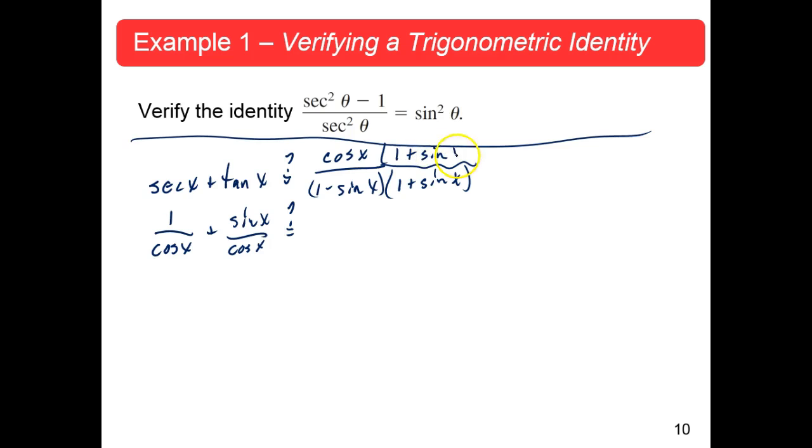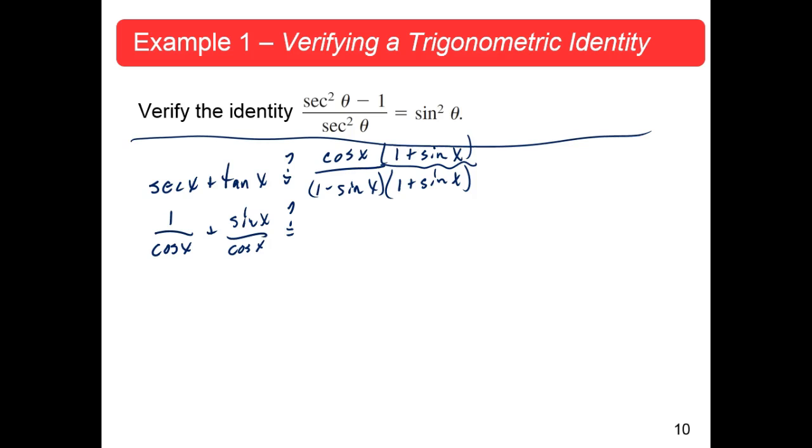Why do we have to do that? What is 1 plus sine x over 1 plus sine x? 1! And when can we multiply by 1? Anytime you want to, because it doesn't change the value. It just changes the way it looks.